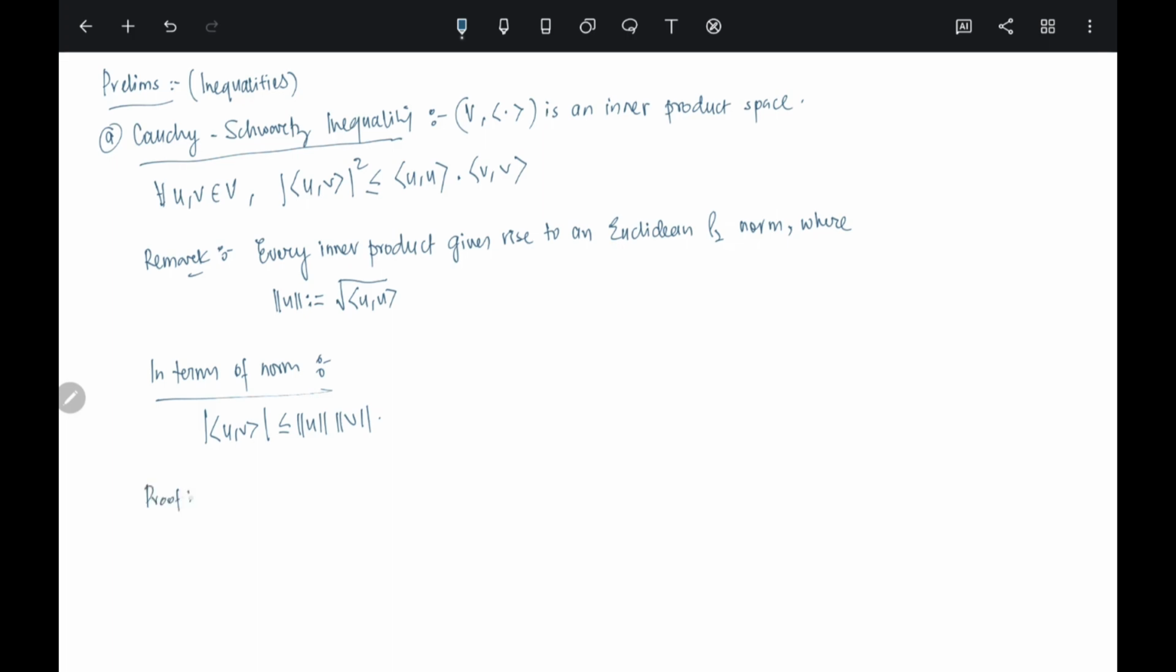First of all, u and v are any two vectors in the vector space V. It doesn't really matter which, any two arbitrary u and v. So let u and v be such that u equals lambda times v. What does that mean? It means that u and v are linearly dependent. So let's say they are linearly dependent.